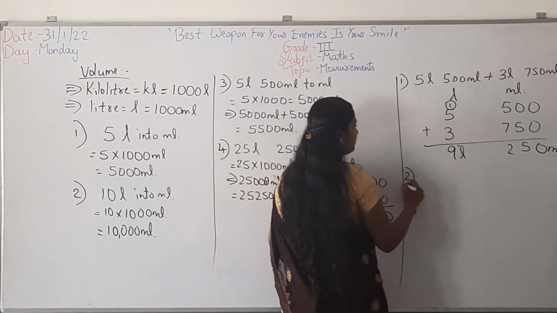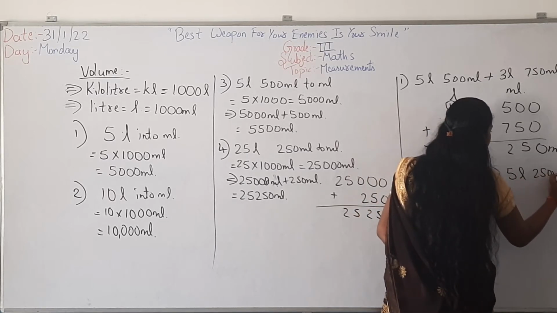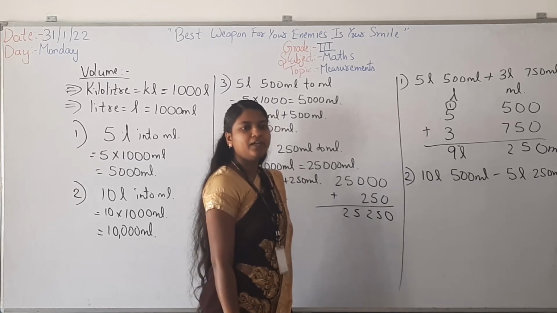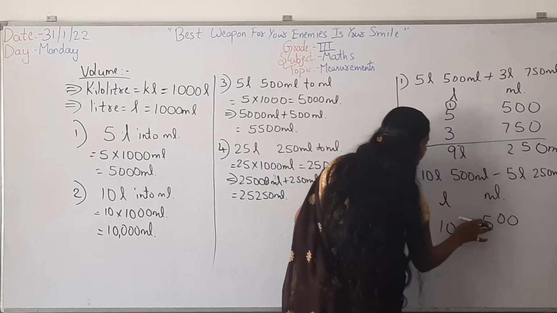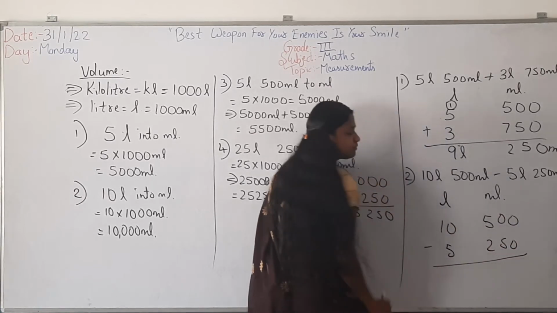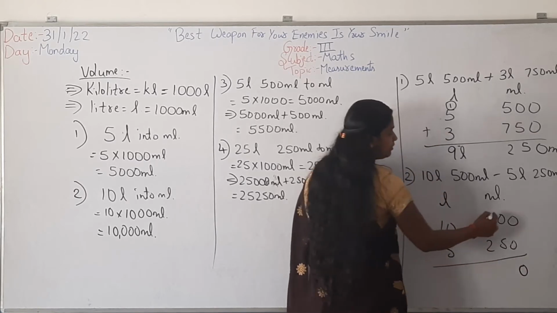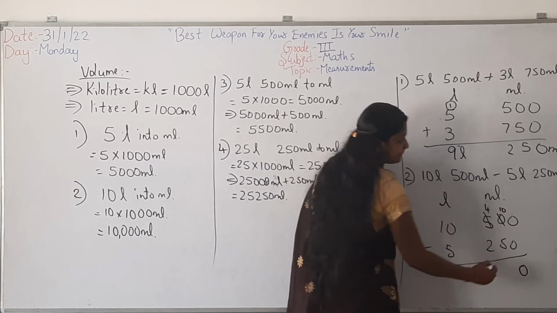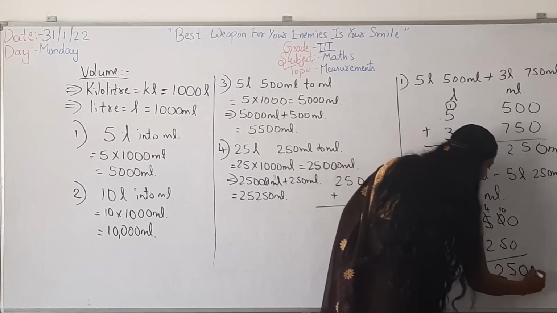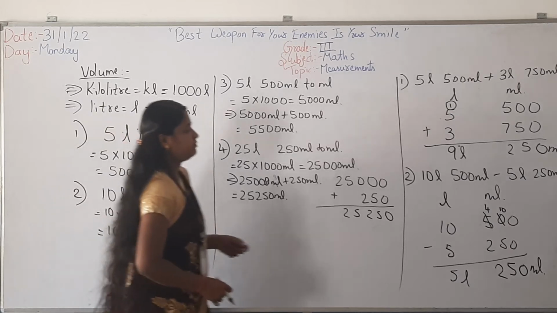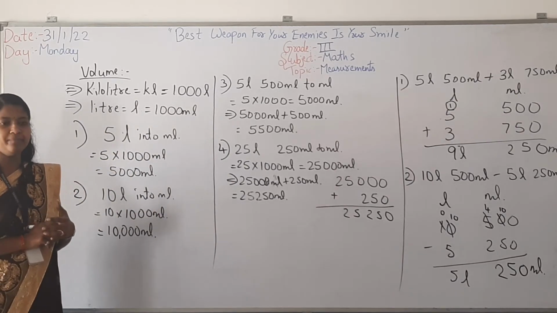Next we will do subtraction here. 10 liter 500 ml minus 5 liter 250 ml. Listen here. Liter, ml. 10, 500, 5, 250. 0 minus 0? 0. So 0 minus 5, can you do? No. You take borrow. 10 minus 5? 5. 4 minus 2? 2. Here, 10 minus 5? 5 liter 250 ml. Take borrow, this will become 10 again, this will become 0. Again 10 minus 5, 5. Understood?